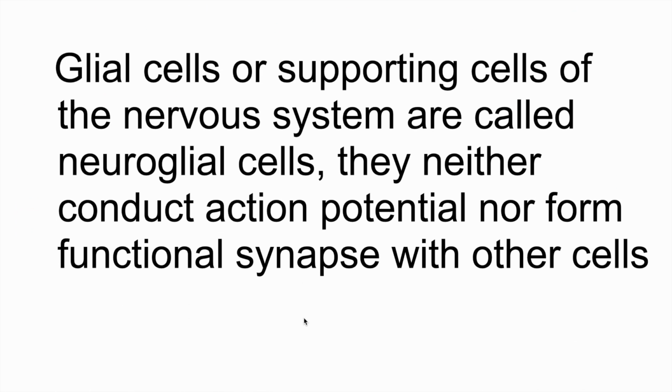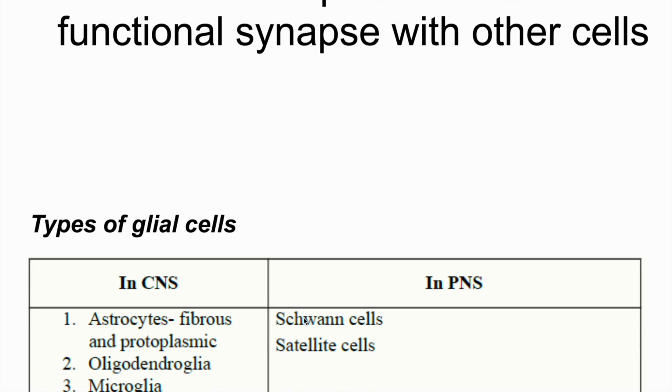The second component is the glial cells. We also call them neuroglia. In the beginning, I told you they are supportive in nature, supporting cells to the CNS. Supporting cells of the nervous system are called neuroglia. I also said they neither conduct the action potential nor form functional synapses with other cells.